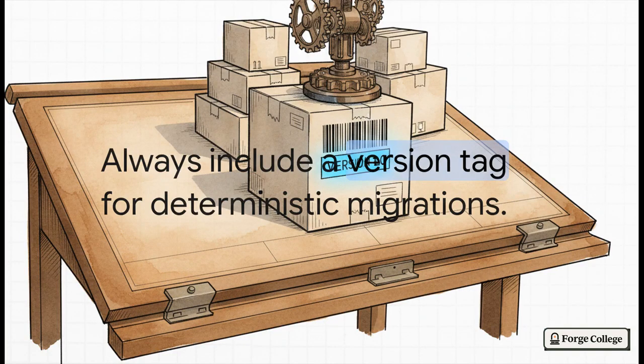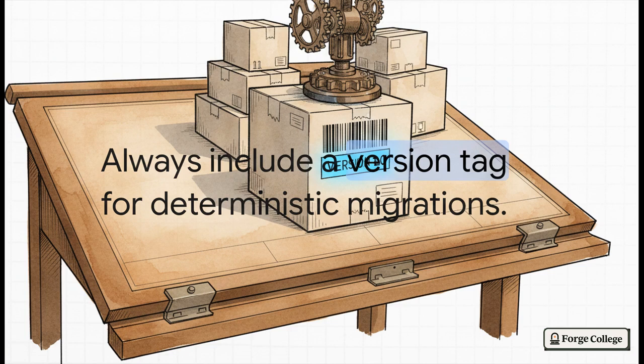Oh, and a quick pro tip for your structs here. Whichever migration scenario you end up choosing, always include a schema version tag, like a simple 8-bit integer, for instance. Why does this matter so much? Because eventually, you're going to need to upgrade your Solana program too. By tagging every single account with a version number today, you ensure that your future state transitions stay perfectly deterministic.